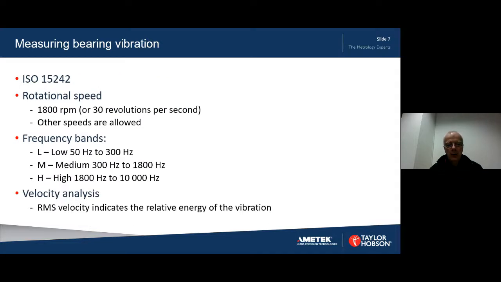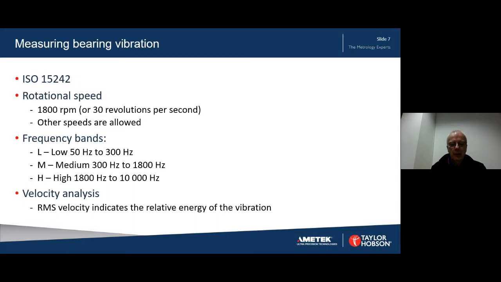ISO 15242 describes procedures for measuring vibration using such an instrument as I've just described. A typical rotational speed is 1800 RPM, although other speeds are allowed. 1800 RPM equates to 30 revolutions per second, and this means that low to moderate harmonics will be detected within the audible range. For example, acting on its own, a 2 undulations per rev form error would cause a frequency of 60 Hz.